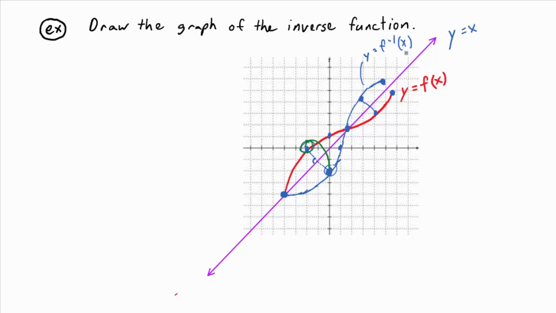So if all you have is a visual representation of your function, you can get a visual representation of the inverse by reflecting it across the line y equals x.